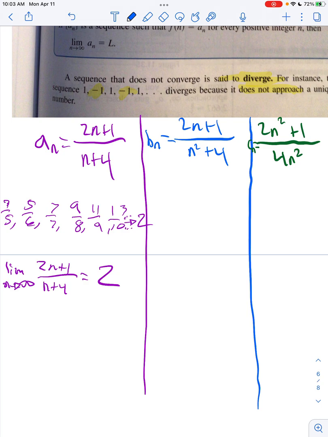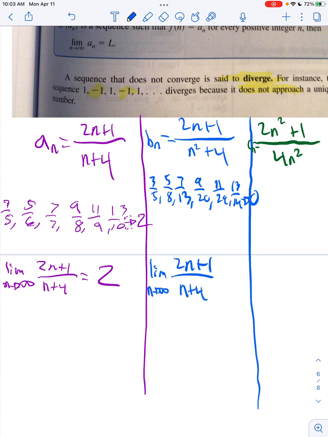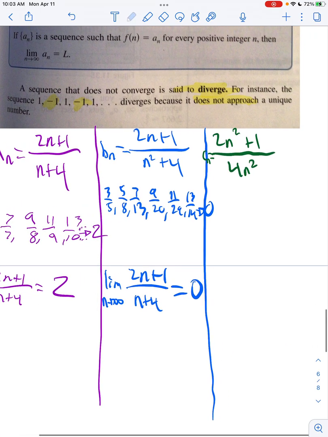Going to do the same process over here. Type in the first term, the 5th term, find the 10th term, find the 100th term. Find these terms that tell you what your number is approaching. I plug in a 1 and get 3/5. A 2, I get 5/8. A 3, I get 7/13. Okay, I see my numbers getting smaller. My number keeps getting smaller as I plug in the next numbers. I see that I am approaching the number 0. So I'm going to say that the limit as n approaches infinity of 2n plus 1 over n squared plus 4 equals 0.